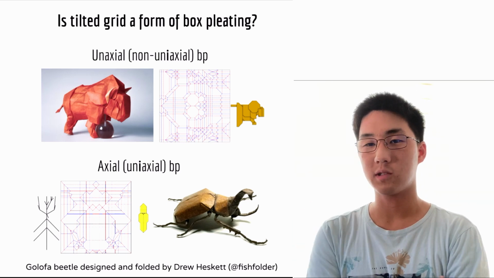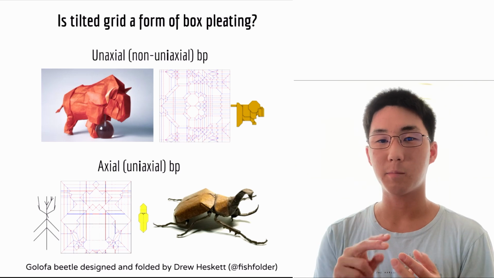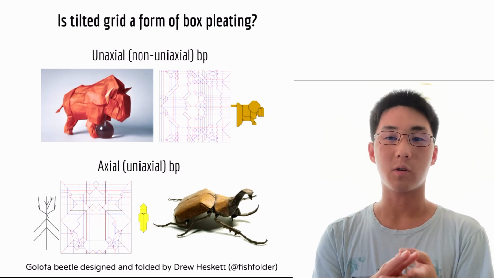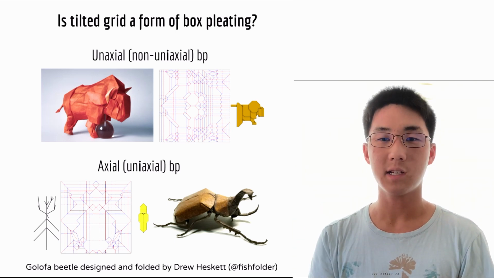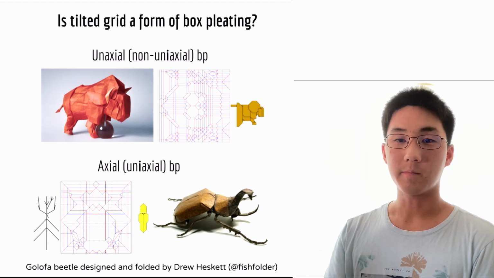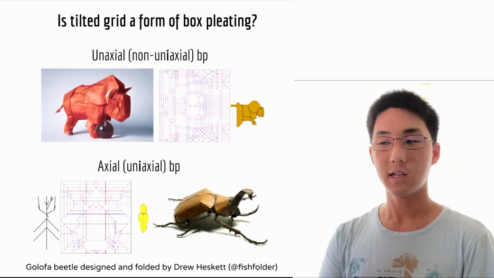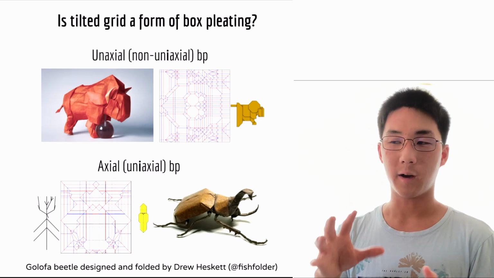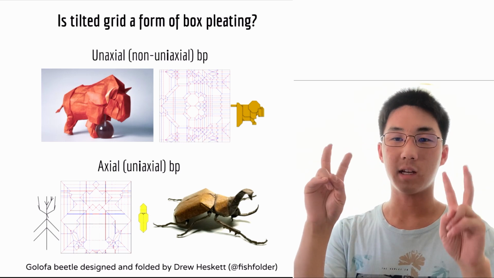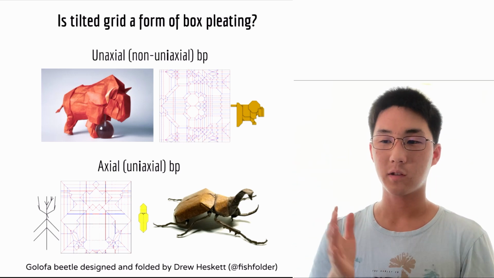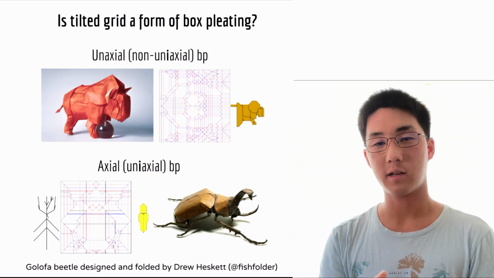A few other examples are Robert Lang's Black Forest Cuckoo Clock and Robert Lang's Organist. A lot of tessellations are unaxial box pleating. And the one that I have on the screen here is an interesting one, because it's my, we'll say, translation of Shuki Kato's tilted grid bison onto a regular grid.